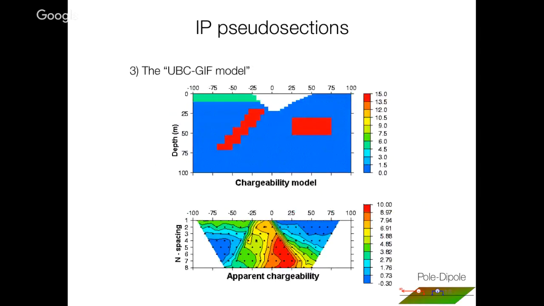And similarly for this model here. All of these have just a single conductivity. Conductivity is not altered. Only these blocks are chargeable. And so here's our pseudosection. And again, if you drove a hole on here, you drove through there. So exactly the same.